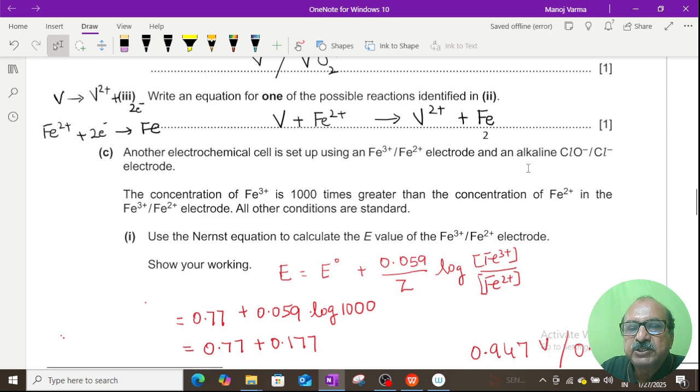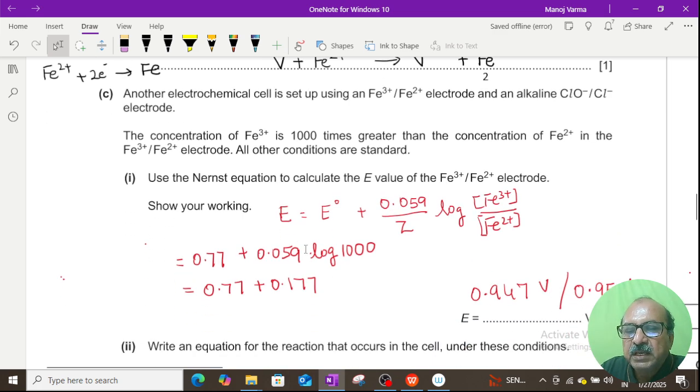Let's go to the next question. Another electrochemical cell is set up using an Fe3+/Fe2+ electrode and an alkaline ClO-/Cl- electrode. The concentration of Fe3+ is 1000 times greater than the concentration of Fe2+ in the Fe3+/Fe2+ electrode. All other conditions are standard. Using the Nernst equation, calculate the E value for the Fe3+/Fe2+ electrode.